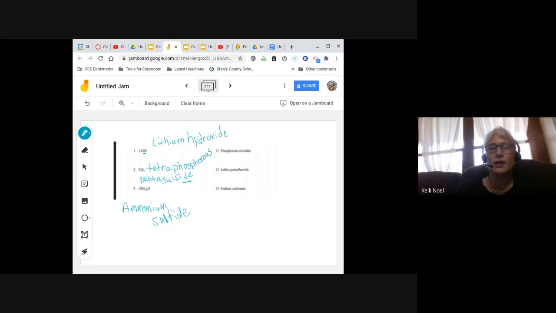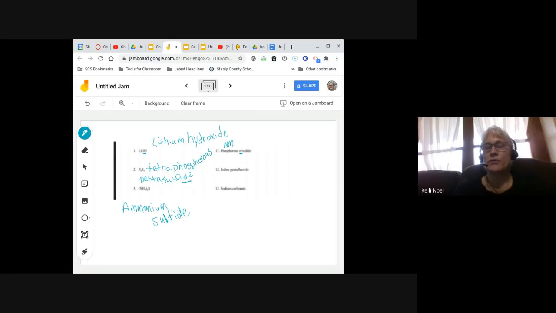So that's writing names. First, you determine, is it ionic or is it covalent? If it's ionic, no prefixes. If it's covalent, you have to do prefixes for your subscripts. Over here, we have phosphorus. We know that's a non-metal. We have triiodide, and I see I have a prefix. So that means this is covalent.